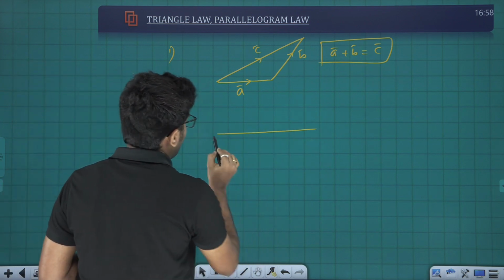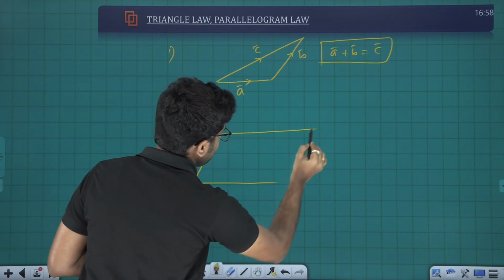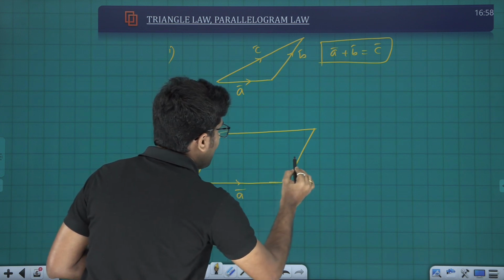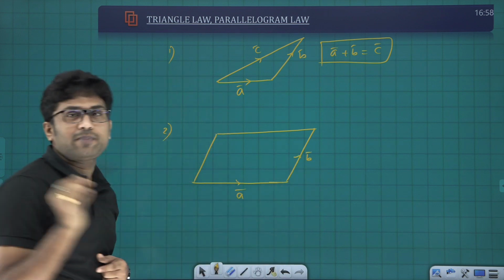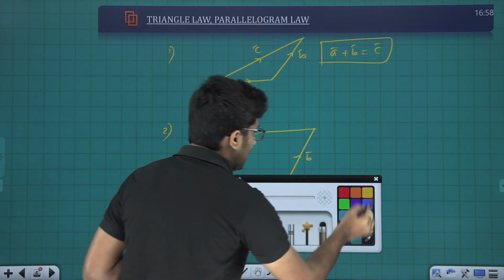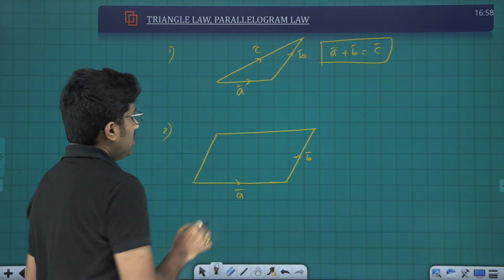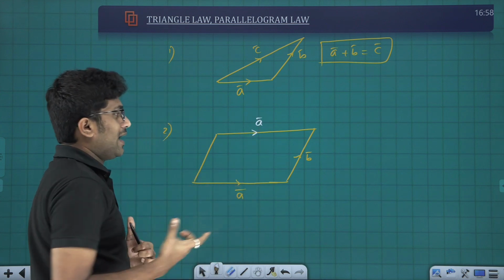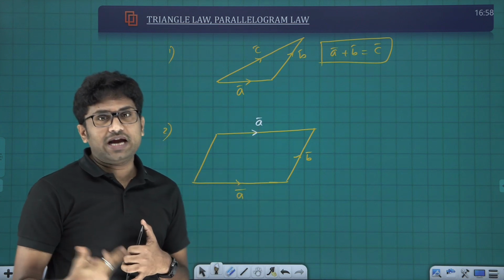So according to parallelogram law of vectors, let's say A bar and B bar are any two adjacent sides of a parallelogram. Next, if this is A bar, this will also be A bar, friends, because in a parallelogram opposite sides are equal and parallel.